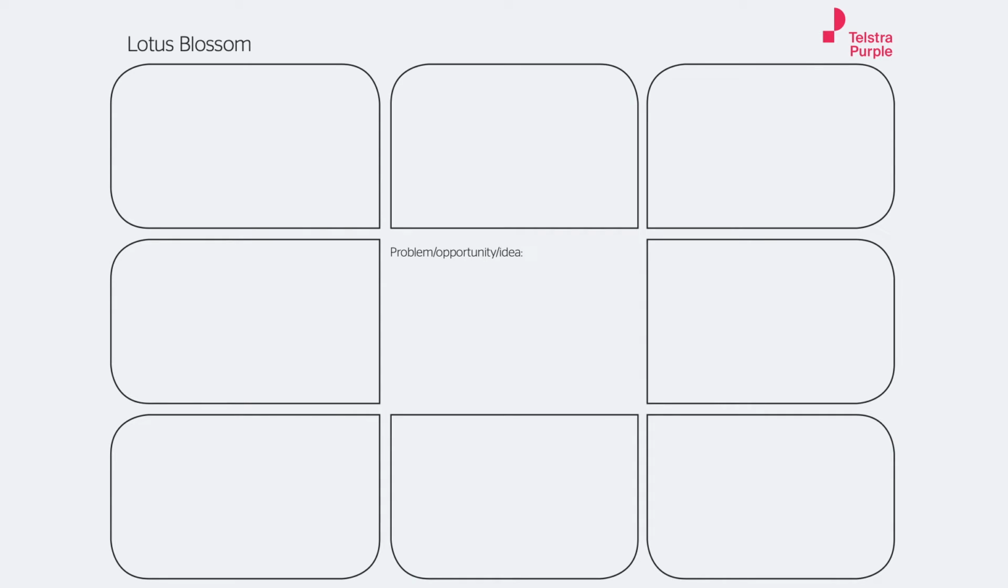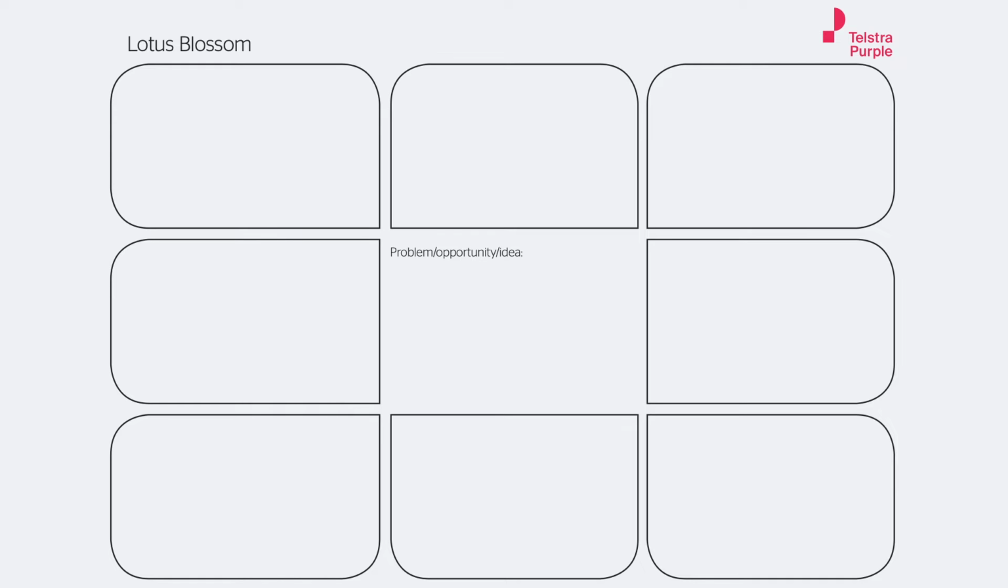Another exercise is Lotus Blossom. This one's my little favorite. It starts from a problem statement, an opportunity, an idea, and you write that in the middle. And then, a bit in a similar way to the Crazy Eight, you need to come up not with 1 or 2 or 3, but with 8 different ideas on how to address that problem. So you can do that in pairs, you can do a round robin, you can move stations, you can do that with large groups as well. It's a very upbeat and very fun exercise.